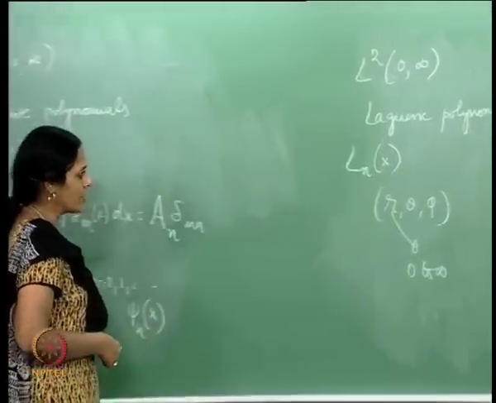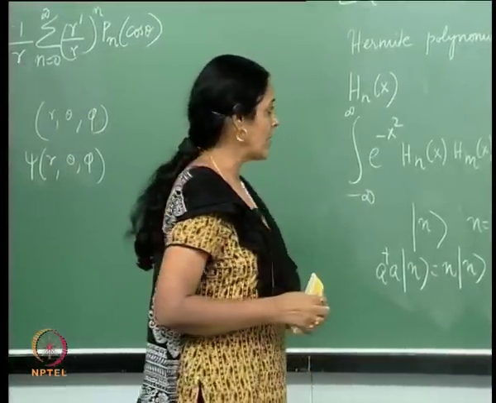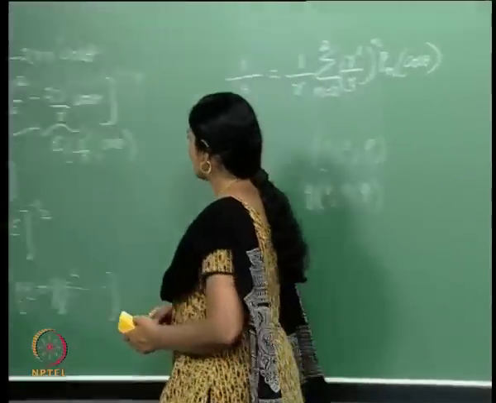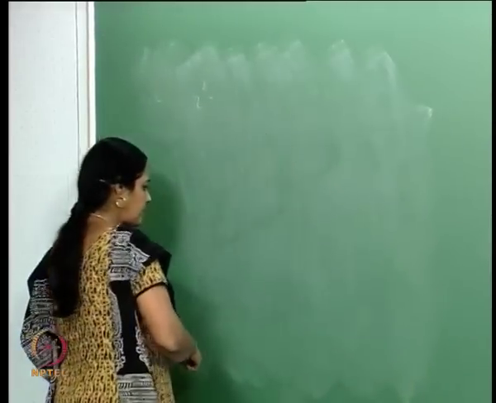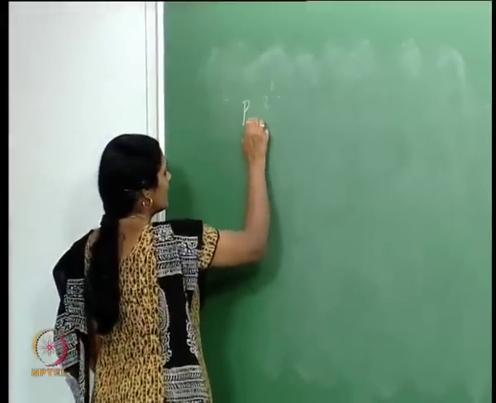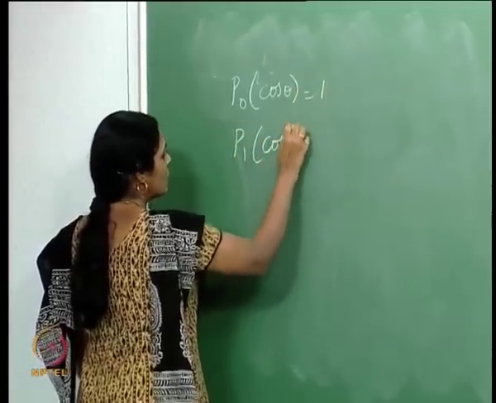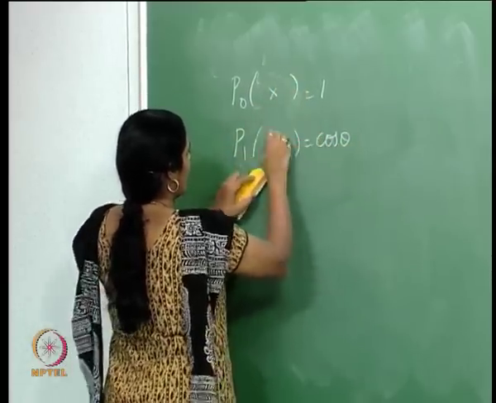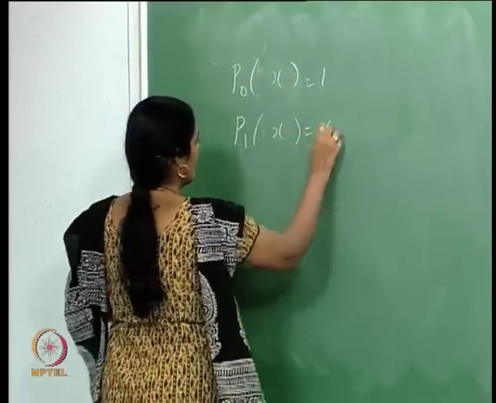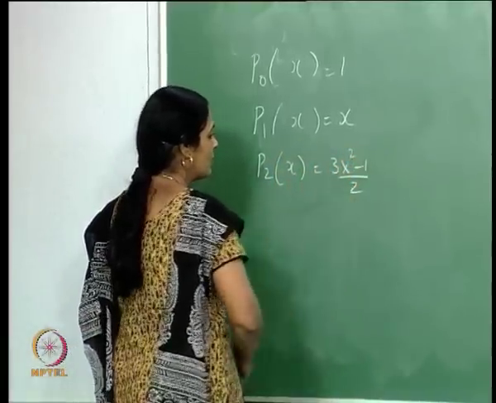So these are various examples where function spaces are very important. In particular, the square integrable functions are very important in studying various quantum mechanics problems. I want to draw attention to a very important fact in this context. Suppose you look at the various Legendre polynomials, for instance. P0 of cos theta is 1, P1 of cos theta is cos theta itself. So let me call it x. P0 of x is 1, P1 of x is x, P2 of x is 3x squared minus 1 by 2 and so on.